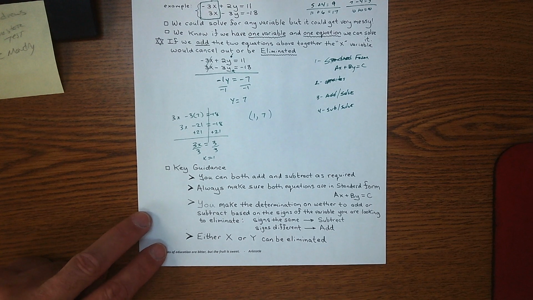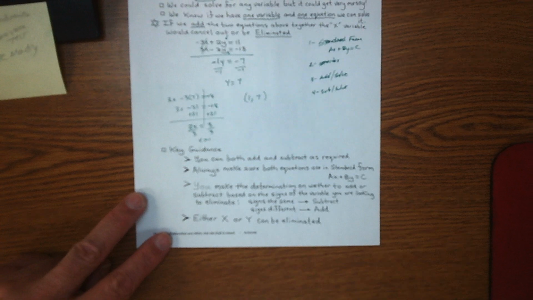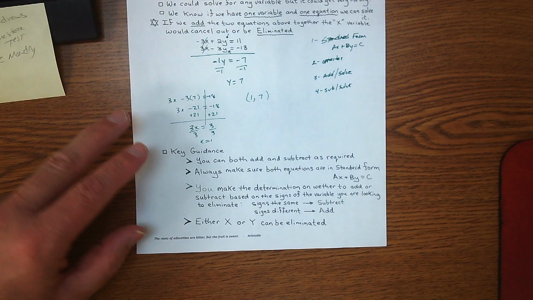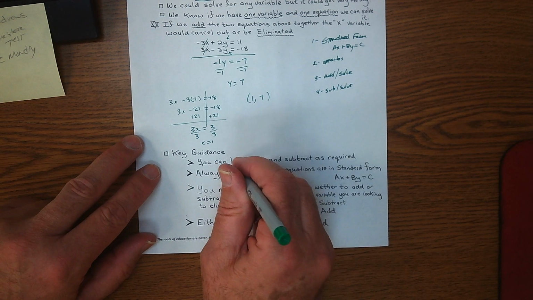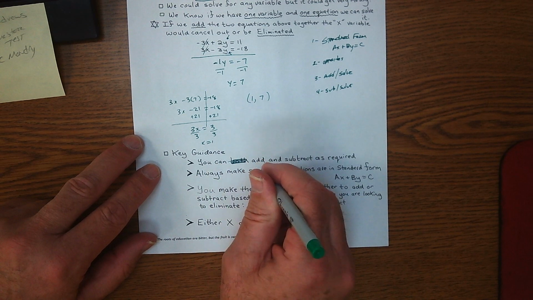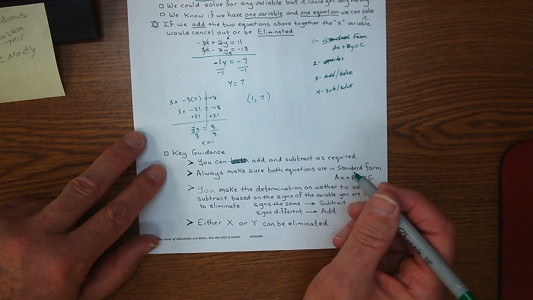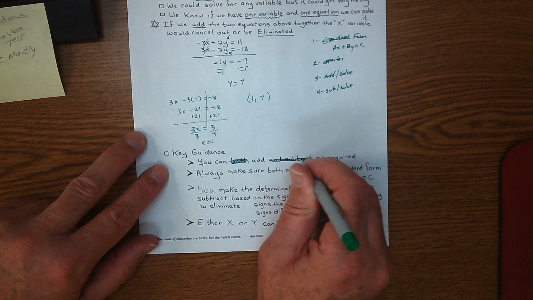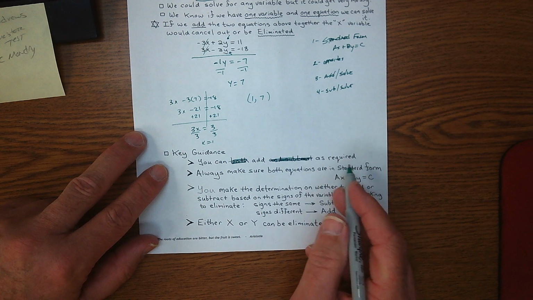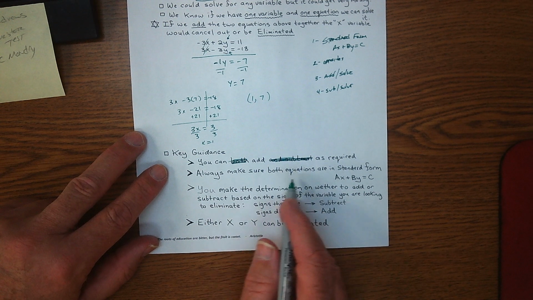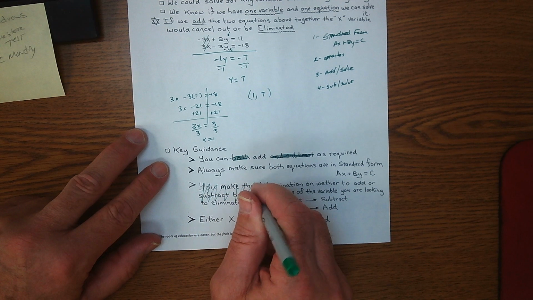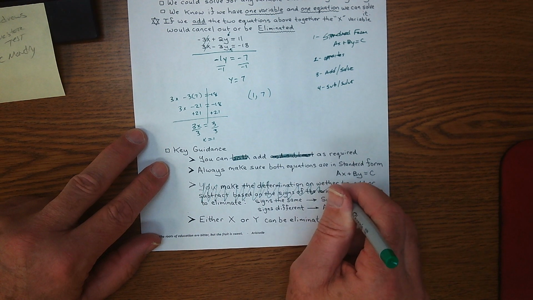Now some keys to this. I'm going to change this a little bit because I don't do all these steps. Okay, well that was bouncy. In my classes we only add. So we can add as required. We're going to take the subtraction out. So we add the equations together. Always make sure both equations are in standard form. And all this stuff, we're not going to do this, so throw all that out.